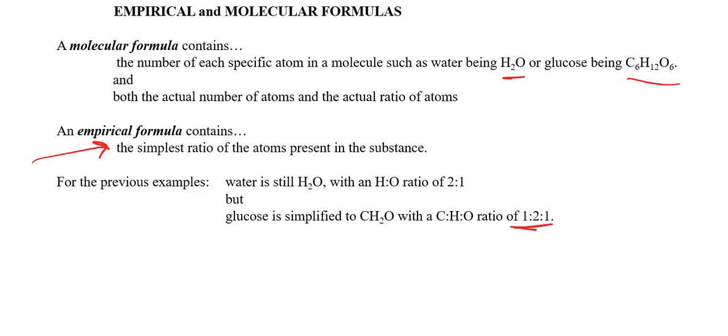It's 1 to 2 to 1 for the glucose because 6, 12, 6: you can divide each of those by 2 and you get 1 to 2 to 1. The water happens to be empirical and molecular the same because 2 and 1 is the simplest ratio.